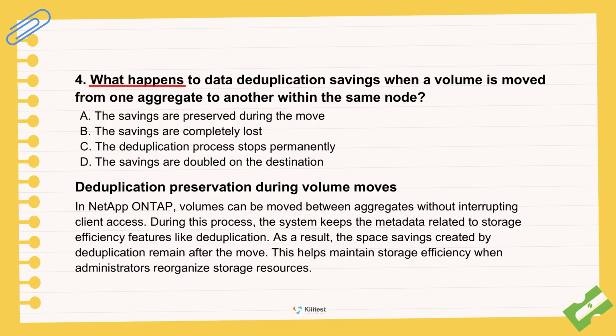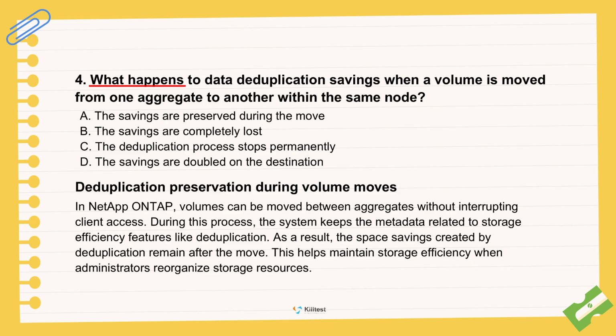Moving data is a major pain point. You have to rebalance loads, retire old hardware, or upgrade to faster nodes. So a common fear, or at least a very tempting distractor option on the exam, is that the deduplication savings will be completely lost during the move, or that the dedupe process will just permanently stop working on that volume. And those fears are totally based on older, less sophisticated storage arrays.